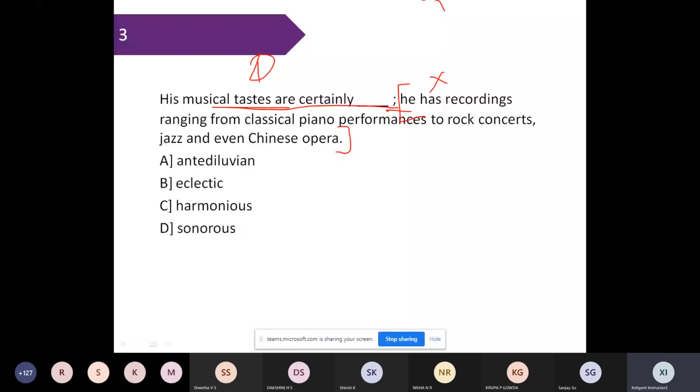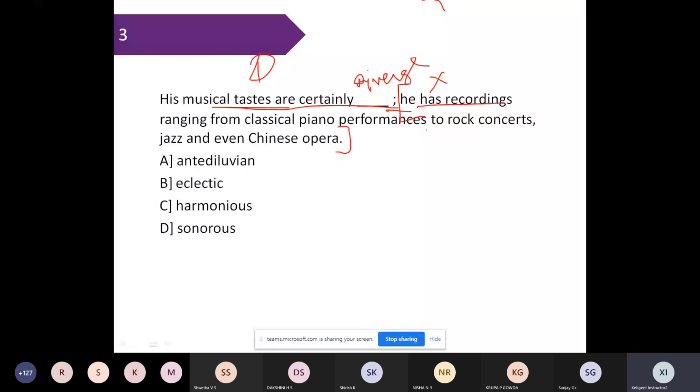His musical tastes are certainly good. Okay, but I have the second part of the sentence. Yeah, diverse. Very good. So that would be the guess word we can have. But I have the second part of the sentence. He has recordings ranging from. Ranging from is the clue.